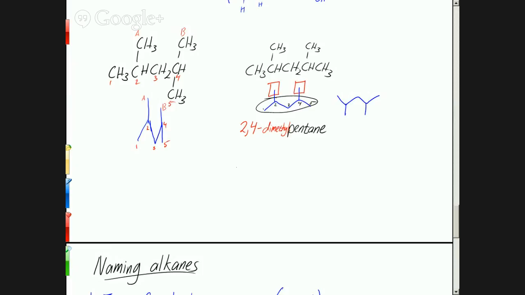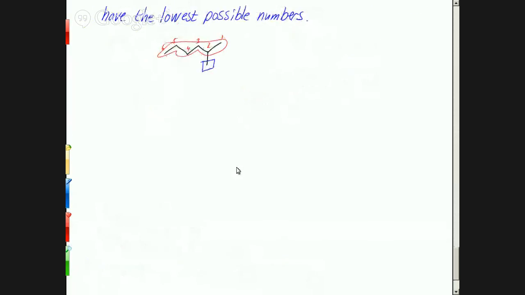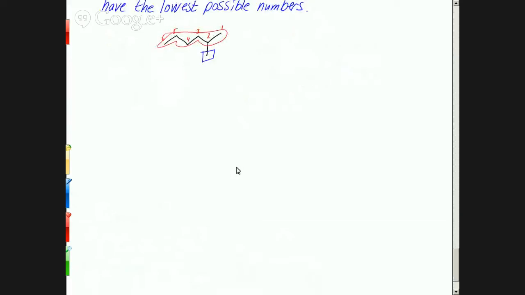Okay. Now, I think this will probably be the last thing we do today. I'm going to write a name, and we're going to try to figure out what that structure should look like based on the name. Okay. So this name is going to be 3-ethyl-5-methylheptane.